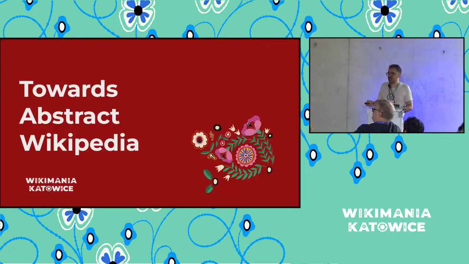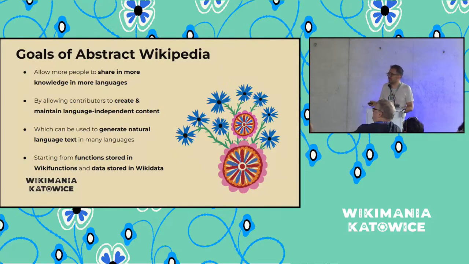So now we are getting to the fun part, which is Abstract Wikipedia. Abstract Wikipedia is something that will be built on Wikifunctions. The goal is to allow more people to share in more knowledge in more languages by allowing contributors to create and maintain language-independent content, which can be used, in turn, to generate natural language text in many languages, starting from functions stored in Wikifunctions and data stored in Wikidata.